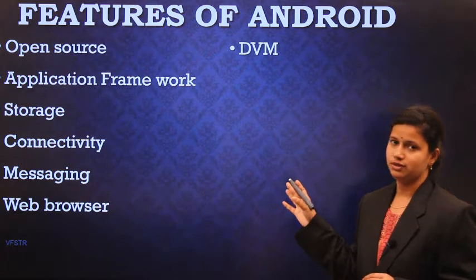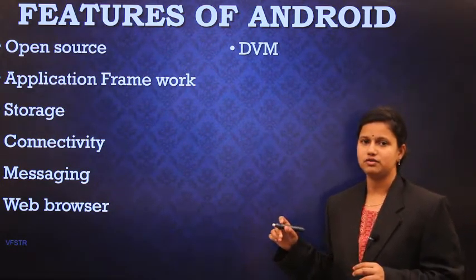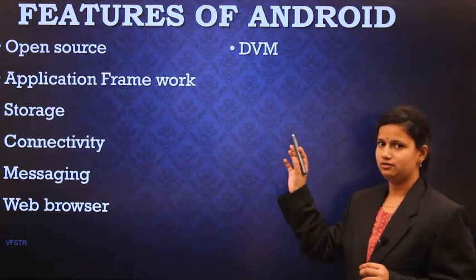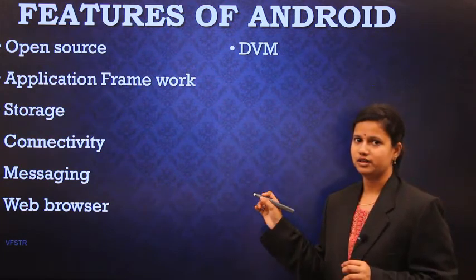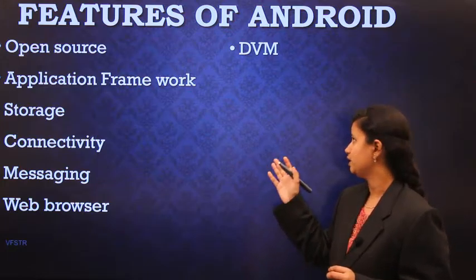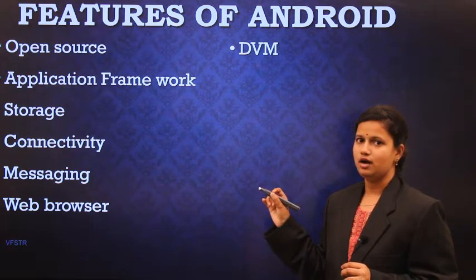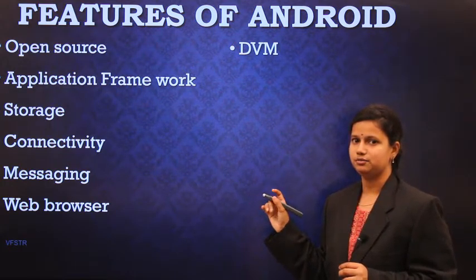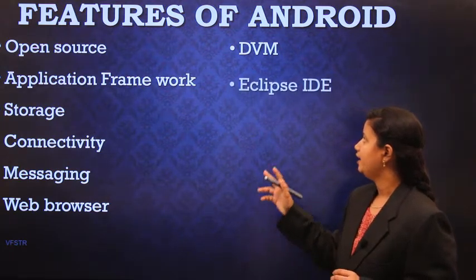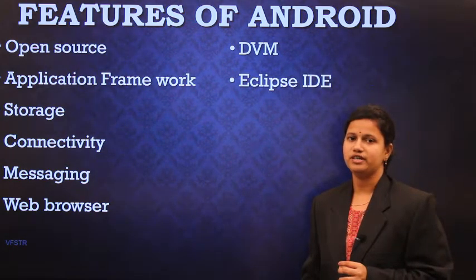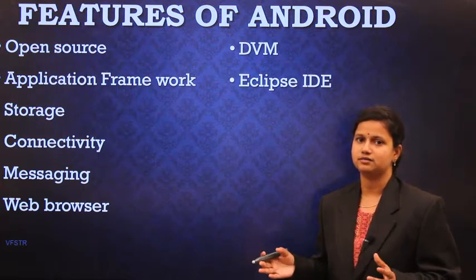And the next one is DVM. DVM is nothing but the Dalvik virtual machine. It is used for reducing your file format. Your application file size is reduced by using a DVM. And Eclipse IDE is nothing but a tool that provides a directory structure for the different files.